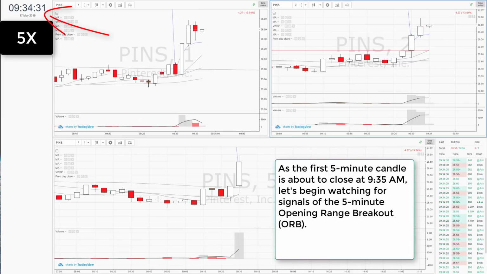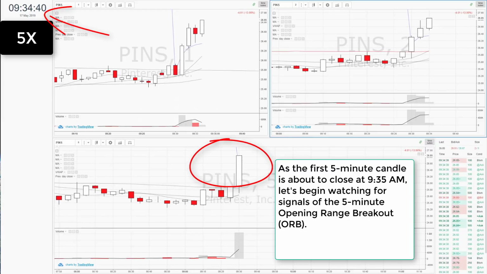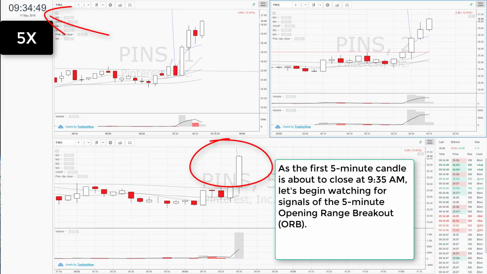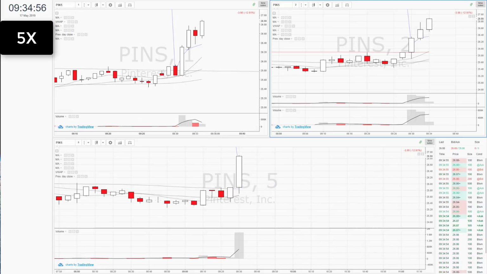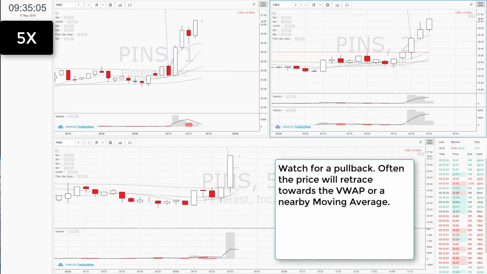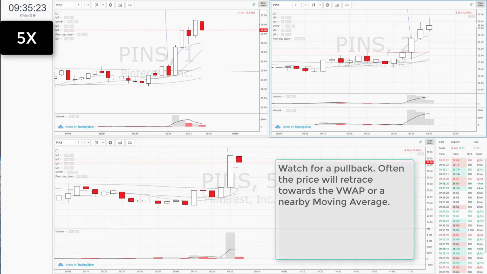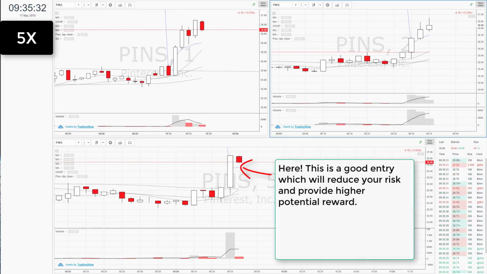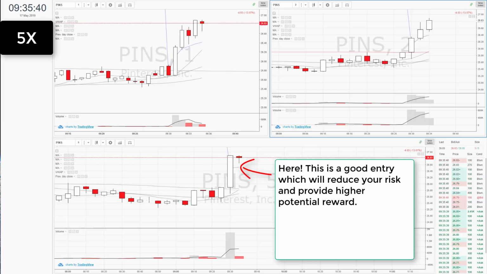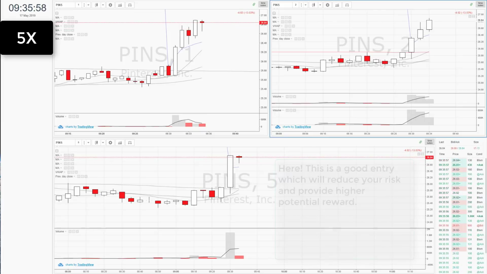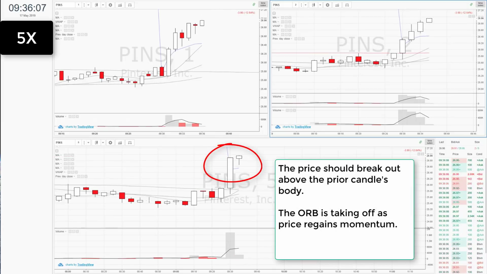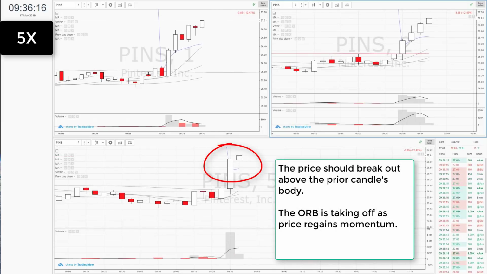As the first 5-minute candle is about to close, let's begin watching for signals of the 5-minute ORB. Watch for a pullback. Often the price will retrace towards the VWAP or a nearby moving average. Here, this is a good entry, which will reduce your risk and provide higher potential reward. The price should break out above the prior candle's body. The ORB is taking off as price regains momentum.